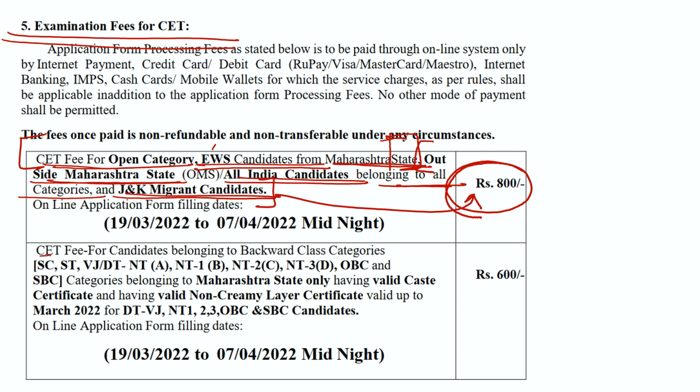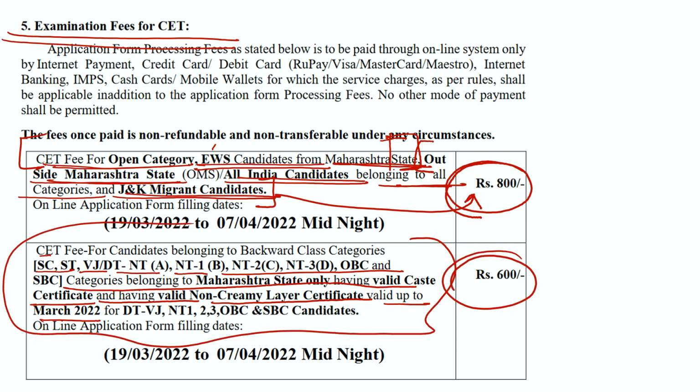If you are SC, ST, VJ, DT, NT, ANT1, that you can check. Categories belonging to Maharashtra state only, having a valid caste certificate and a valid non-creamy layer certificate valid up to March 2022. So if you belong to any of these categories, then the fees is 600.